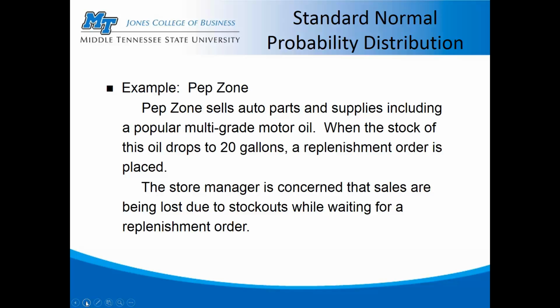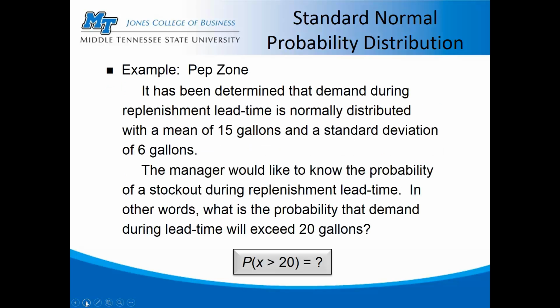So they looked at how much demand they had after they reordered during that replenishment period, and they found out that the demand was normally distributed with a mean of 15 gallons and a standard deviation of 6 gallons. So they're reordering when it gets down to 20 gallons, which is above the mean demand level. But you expect 50% of the time that the demand is going to be above the mean.